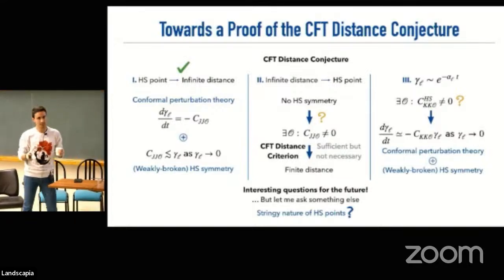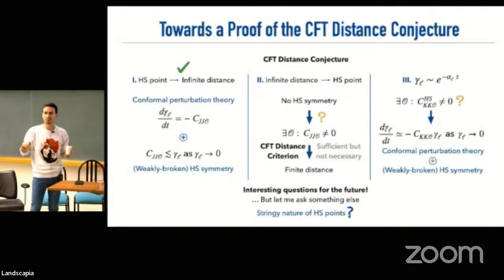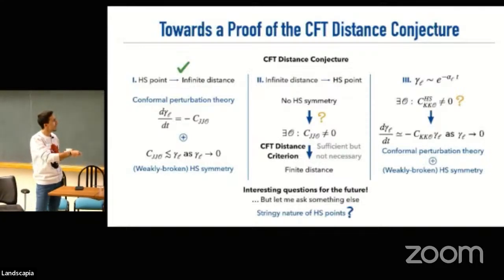But in the next part, I'm going to move to a more exploratory question, and I will ask about the stringy nature of these higher spin points. Essentially, if I go to string theory and I build an AdS vacuum, what are these higher spin points? What makes them special?